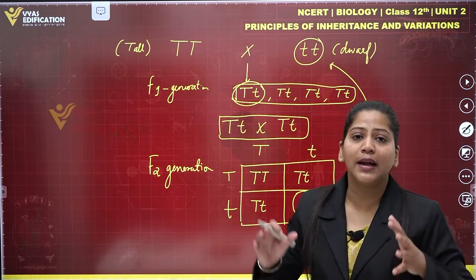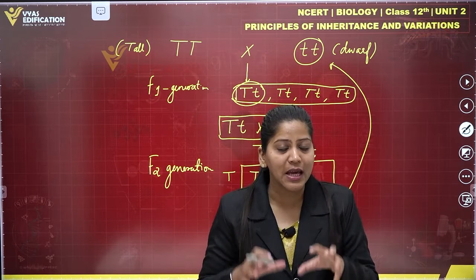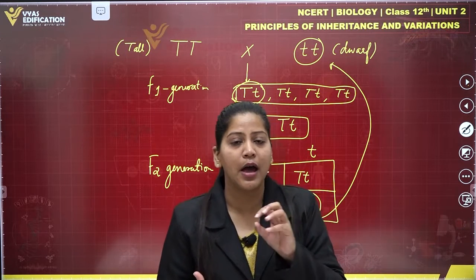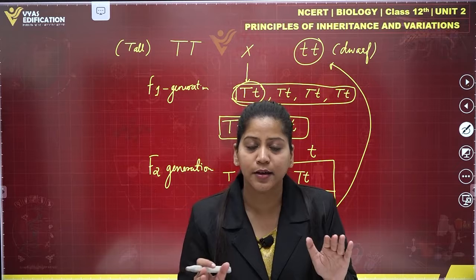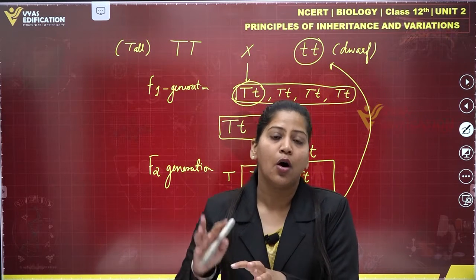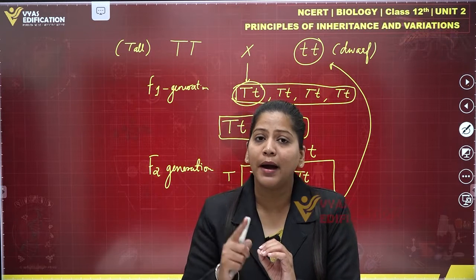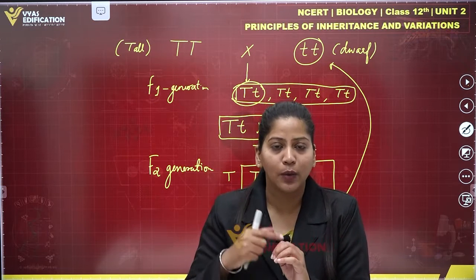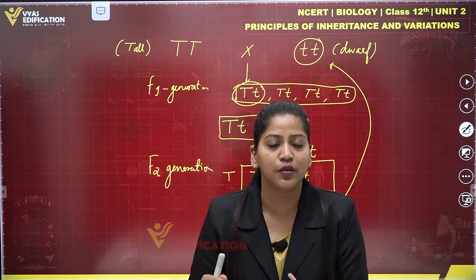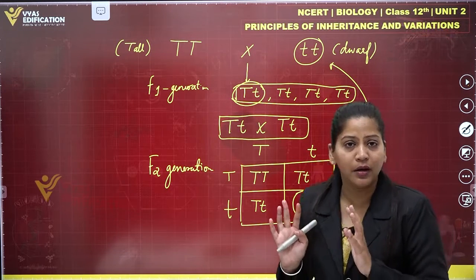You have to remember that in the law of dominance, the recessive allele, which is not able to express itself in the F1 generation, is not lost at all. It remains hidden, masked, in the progeny of the F1 generation, but it will reappear and express itself in the next generation, that is the F2 generation. So this is the complete solution of question number 4.